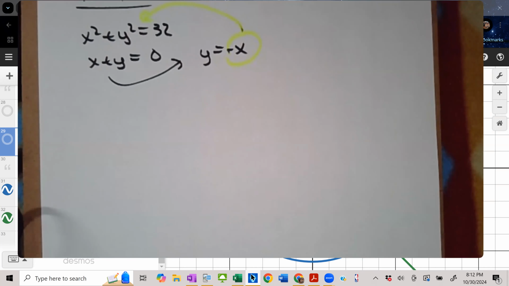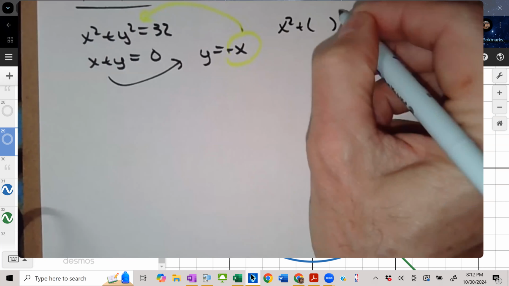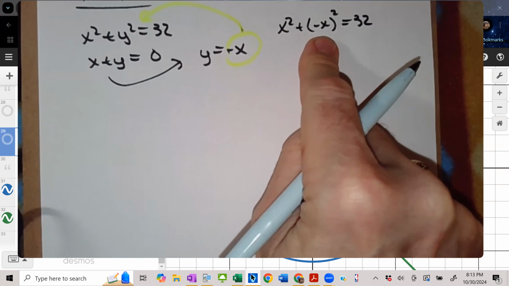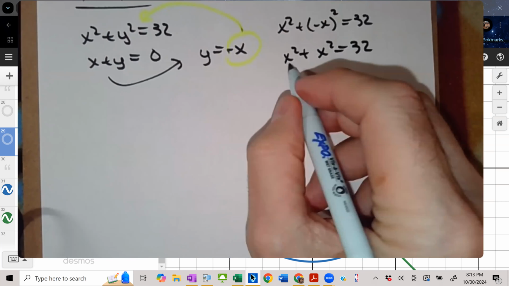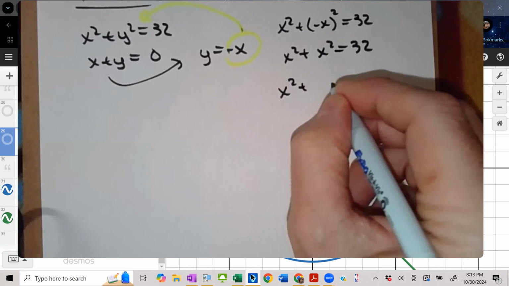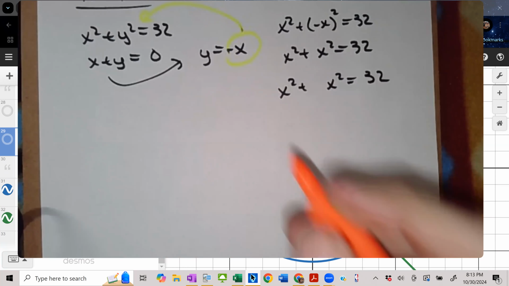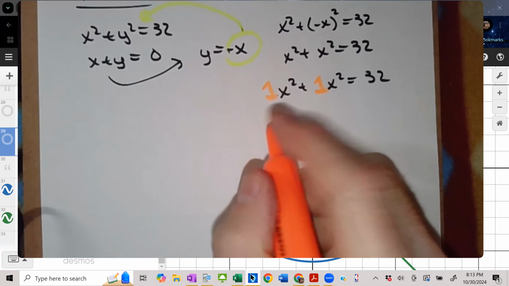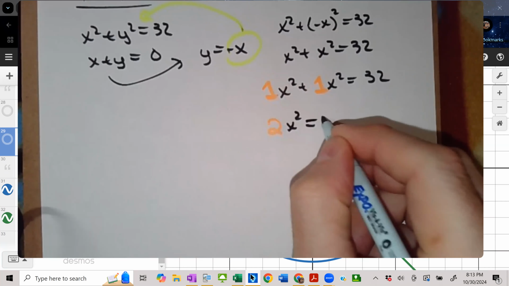So let's see what happens there. I get x squared plus negative x squared equals 32. Now, when you square negative x or you square positive x, you get the same thing. Now, please don't add this together and get x to the 4th. Let's be a little bit careful and understand what we've got and why. I've got one of them here and one of them here. When you add 1 plus 1, you get 2 of those like terms. So 2x squared equals 32.